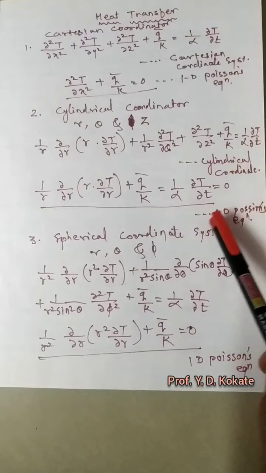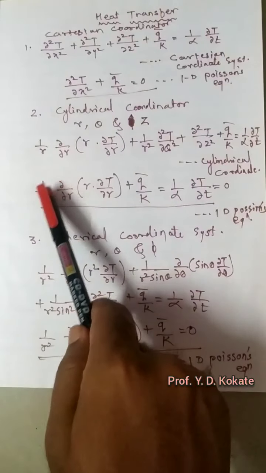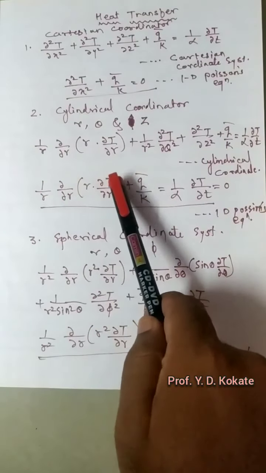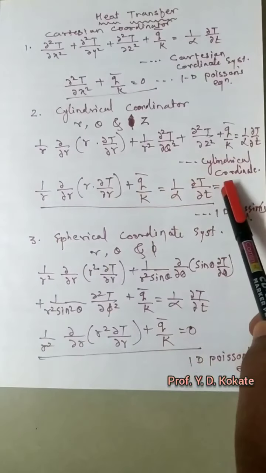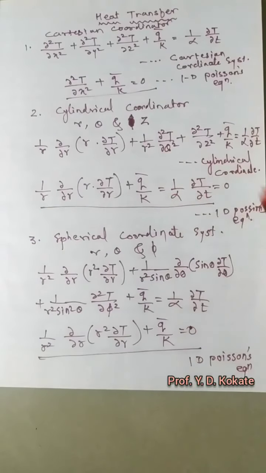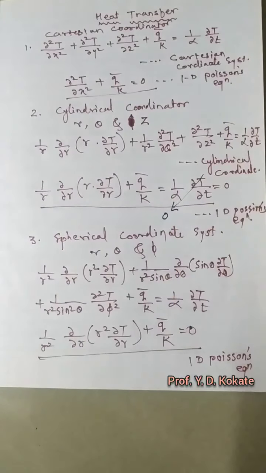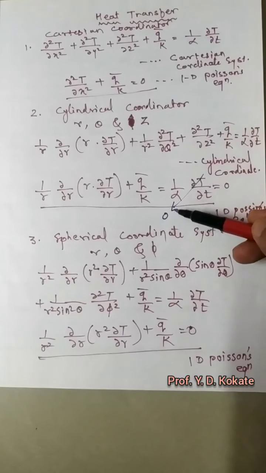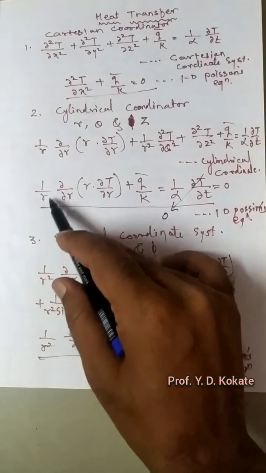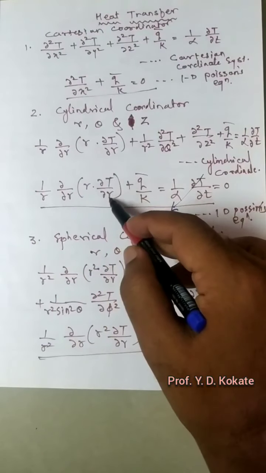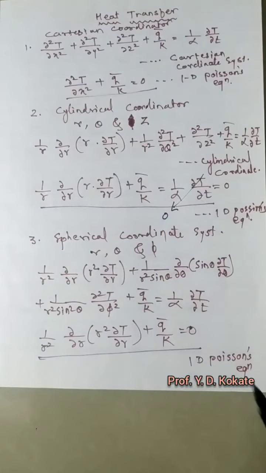If I write down the one dimensional Poisson's equation, it becomes 1 upon r d by dr of r dT by dr plus q bar upon k, which is directly equal to 0. This time term will directly cancel and become 0, because the Poisson's equation is related to steady state, so temperature does not change with respect to time. So this equation becomes 1 upon r d by dr of r dT by dr plus q bar upon k is equal to 0.